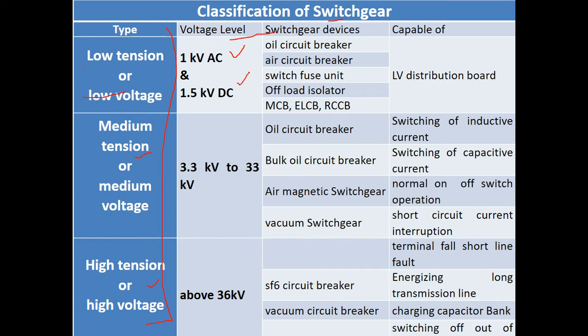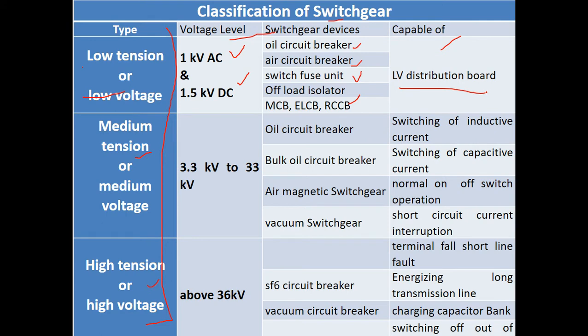The LT low voltage switching devices include the oil circuit breaker, air circuit breaker, SFU, that is switch fuse unit, and MCBs, ELCBs, RCCBs, and importantly, all these accessories are required to protect the LV system. So this LV system is used in the LV distribution board.